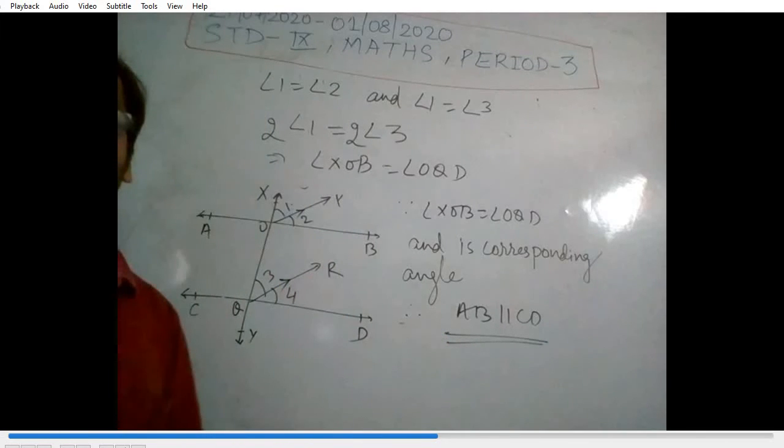So see what we did here. In the first part, it was given angle 1 is equal to angle 2, angle 3 is equal to angle 4, then also it is given that angle 1 is equal to angle 3. So I will use that property also in the question. Then what I did, I just multiplied it 2 times. 2 times angle 1, angle 2 will become angle XOB, and 2 times angle 3 and angle 4 will become OQD. Why? Because 3 is equal to 4 here. So this is how AB is parallel to CD. Now some more questions we'll discuss here.